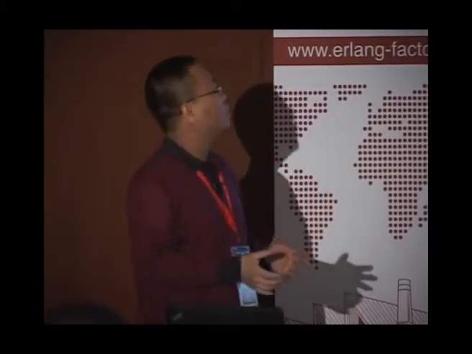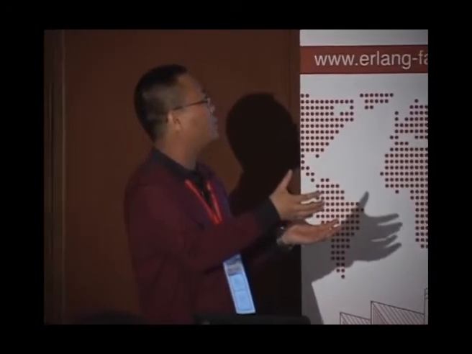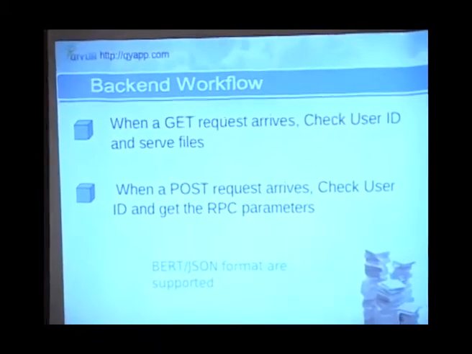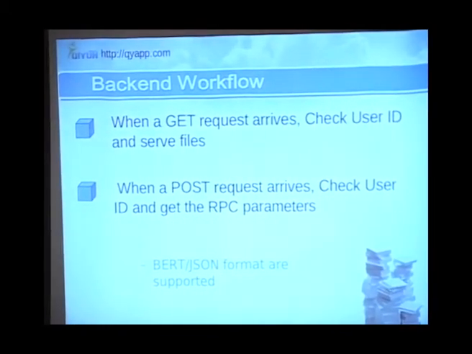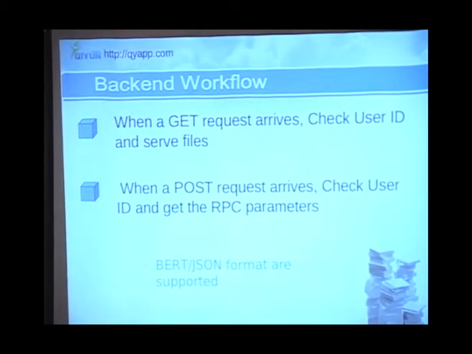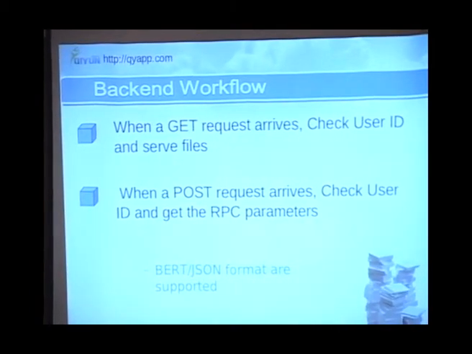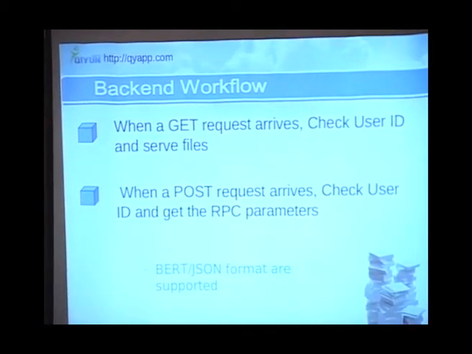Okay, so a little bit more technical, maybe some insight. The backend workflow: what is the backend actually trying to do? The first case is when a GET request arrives. We check the user ID, because there's some access control going on there. If this user has the rights to access this web file, we will serve the file. When a POST request arrives, of course, POST is where we call the RPC code. So we will check the user ID, and we'll get the RPC parameters.